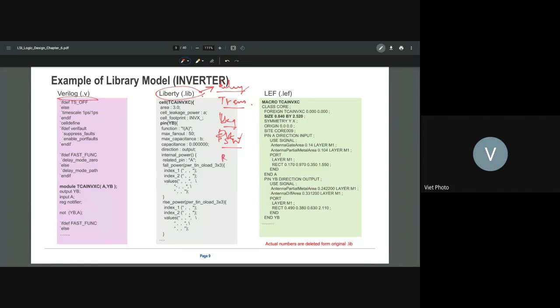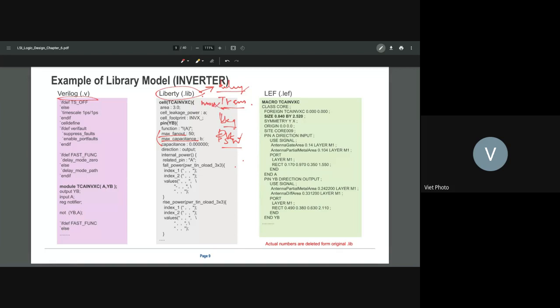Then they have some limits like max cap, the DRV, design rule violations, which you check in design. This one will give you three types: max fan out, max capacitance, and max transition.